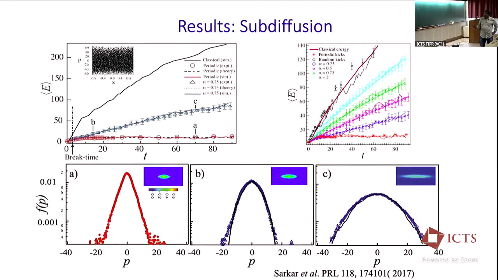Now, these are the results. If you have a completely random distribution of these kicks, the energy growth more or less follows what you expect for a classical system. And when you have a completely periodic case, the energy initially grows a little bit and then saturates. So this is a completely localized state, and this is a completely delocalized state. And then in between, you get a subdiffusive behavior. This is complete classical diffusion, this is subdiffusion, and this is the localized state.